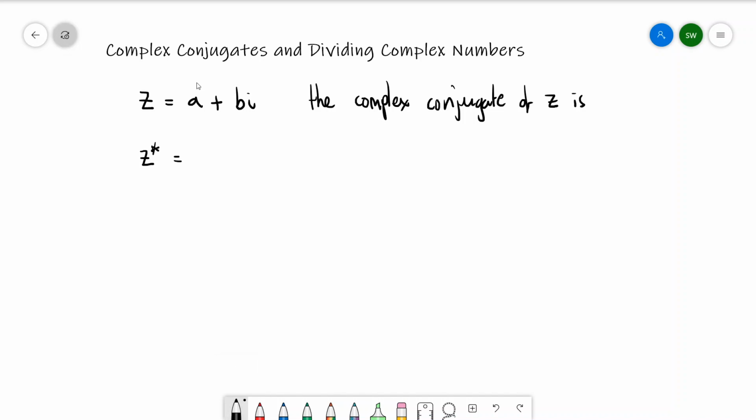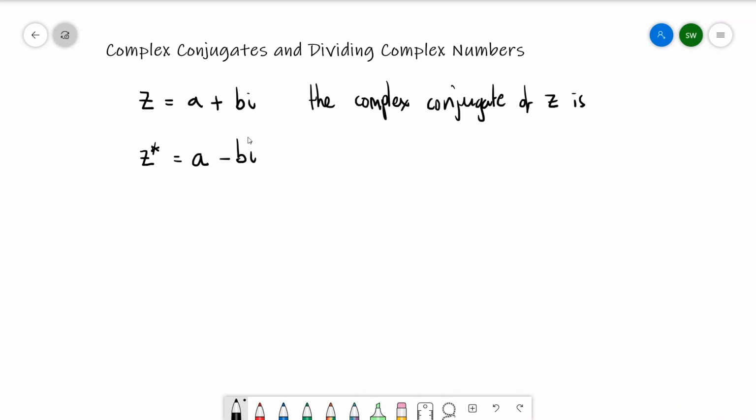So the real part of z is a. So we're going to leave that as it is. And we're going to times the imaginary part, which is b, by -1. Or you can think about that as you flip around the sign of the imaginary part. So plus bi becomes minus bi.